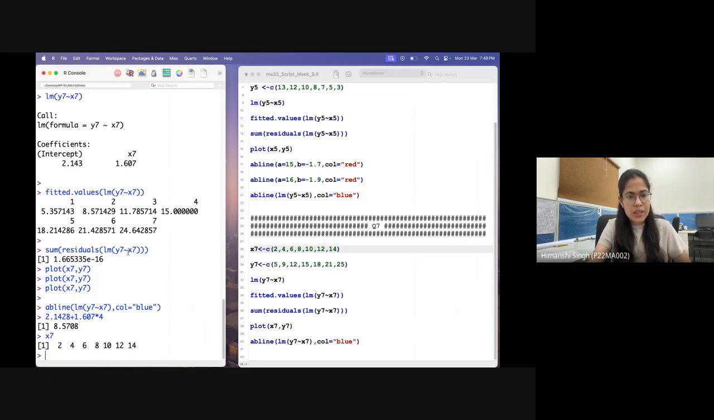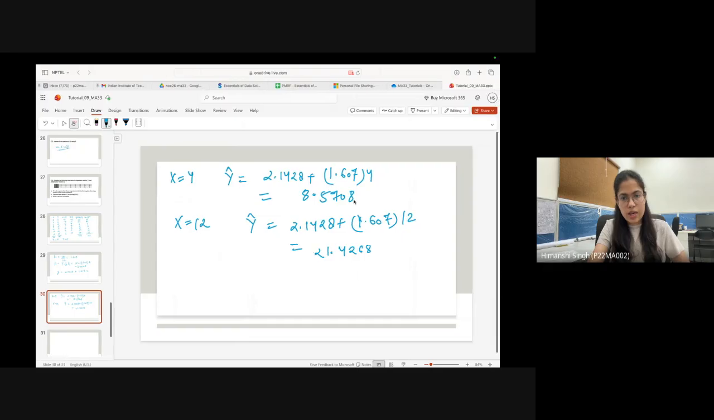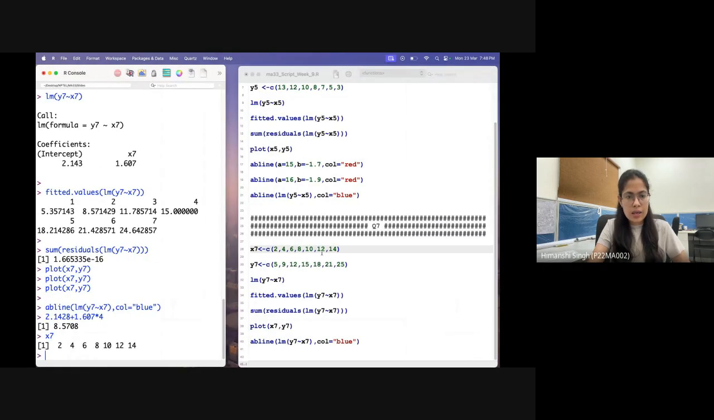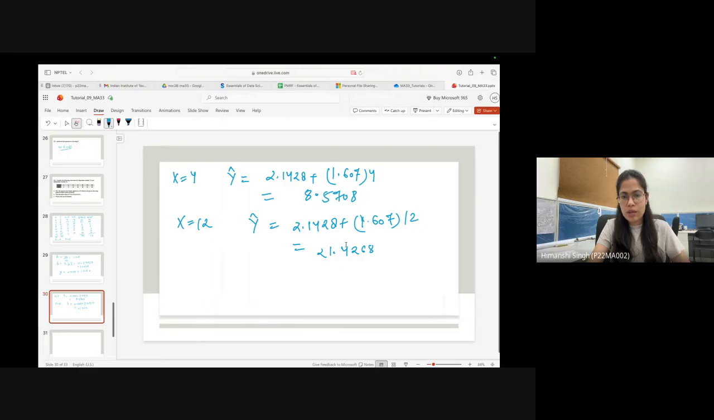Okay, so basically it is giving the fitted value for x for 1, 2, 3, 4, 5, 6, 7 actually. So this is the first value of x, this is the second value, this is the third value of the x vector, and this is the fourth value. So basically the second value will be the 4, so this will be the corresponding value, that is 8.57. So yeah, that is correct. And the 12 is the second-last value, so it is 21.428. So yeah, it is also correct.